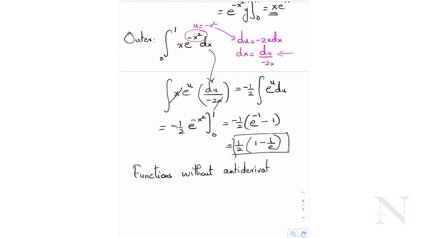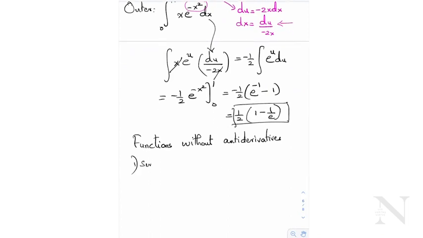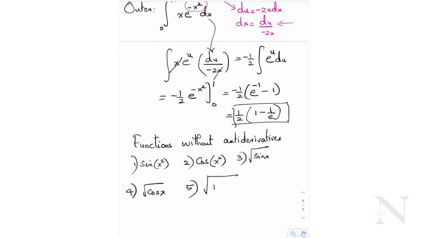Some of these look very harmless. Sine of x squared, cosine of x squared, the square root of sine x, square root of cosine x. Square root of tangent x has one, if you spend some time it's doable, but not these two. That's how bizarre the world of integration is. Some of these cannot be found, some of these can be done easily. Square root of 1 plus x to the 3, or any small variations of these problems.